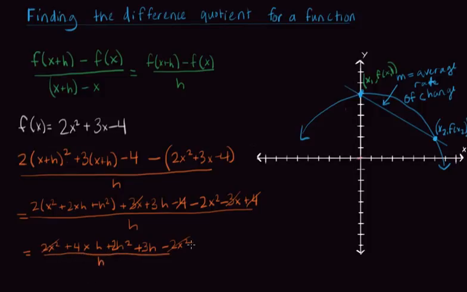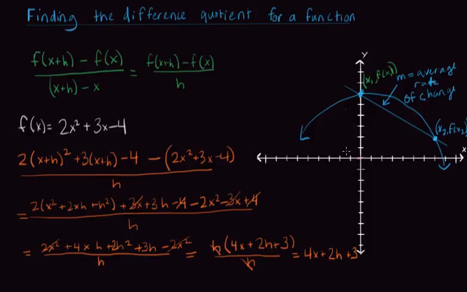Good. Okay, now the last thing that we can do is pull out an h out of the top. Because we have an h on the bottom, we can take h out of everything that we have up top. We have 4x plus 2h plus 3 all over h, and now h over h is 1. So our final answer is 4x plus 2h plus 3. And that is the simplified version of the difference quotient.